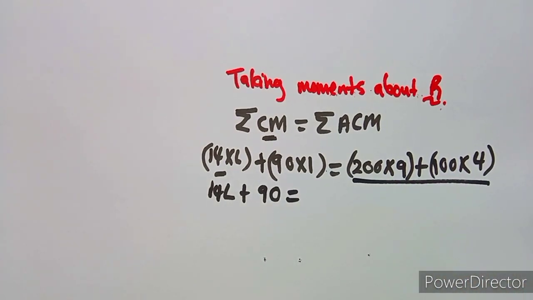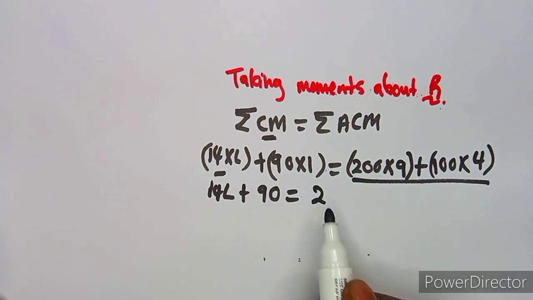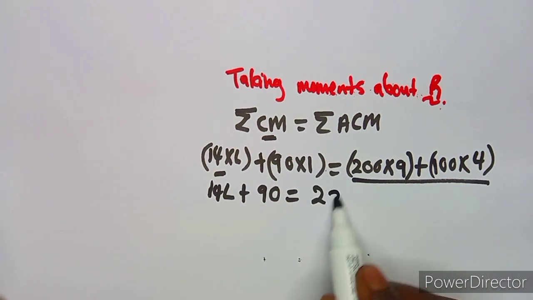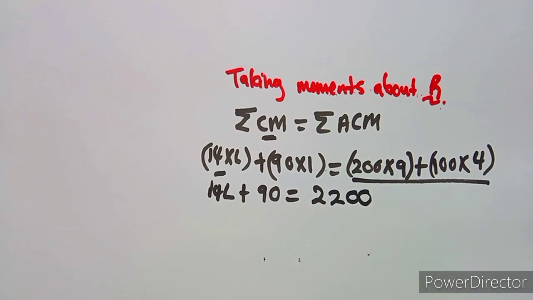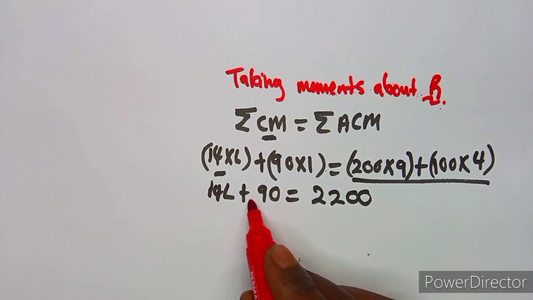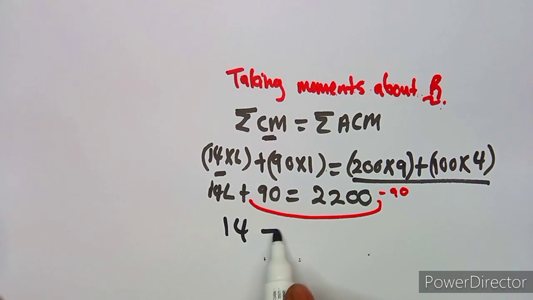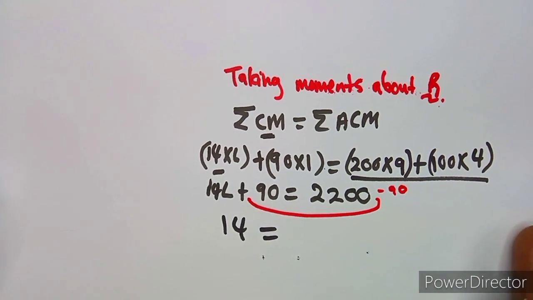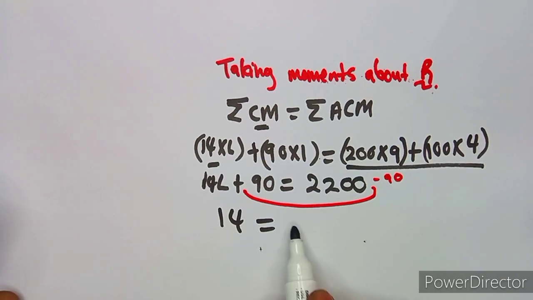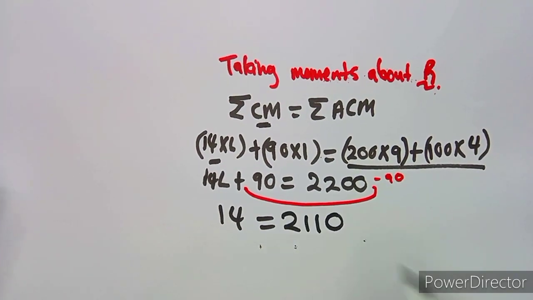So guys, you can combine just like what we did in the previous part. We add this. So you're going to obtain 2,200 in this case. Then you subtract this 90 because it's a plus. If you transpose this to the other side, you're going to subtract 90 there. So you're going to be left with 14L is equal to this one minus 90, which is going to give you 2,110. So this is 2,110.